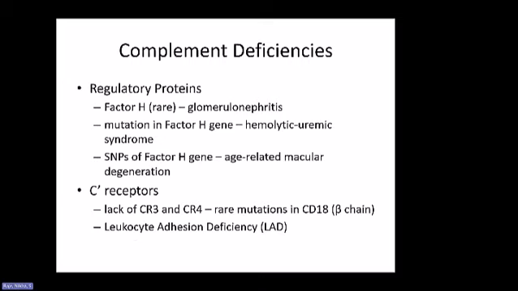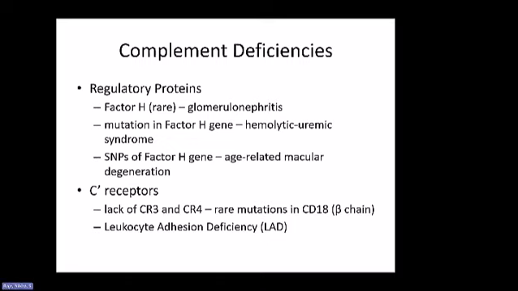What happens when regulatory proteins are defective? Factor H, again, causes glomerulonephritis or atypical HUS. SNPs in factor H can also lead to age-related macular degeneration.